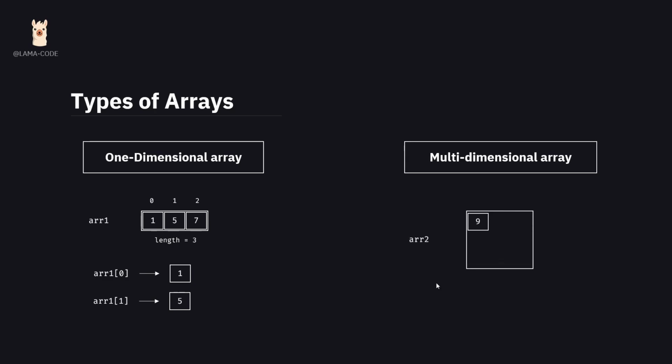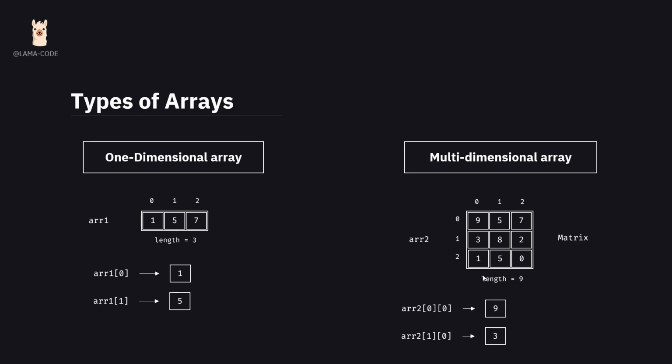And for a multi-dimensional array, that we also call a matrix, in this example we have a 3 times 3 matrix. We have 9 elements, and each element has 2 indexes. So if you want to access, for example, the element 9, we have first to specify the line number, which is 0 in this case, and then you have to use the column number, which is 0 here. And if we want to access, for example, the element 3, we have to specify the line number, which is 1, and then we have to specify the column number, which is 0 in this case.